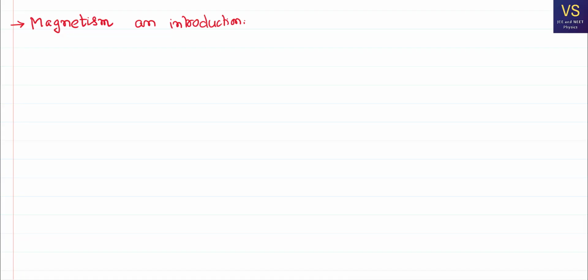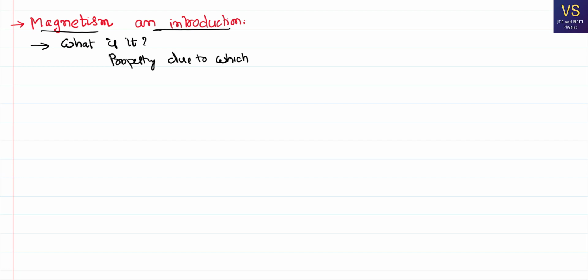Hi everyone, in this video we are talking about the basic introduction of a new chapter called magnetism. So we'll start by identifying what magnetism is. We can say it's a property of certain kinds of materials, due to which they attract some other kinds of materials.